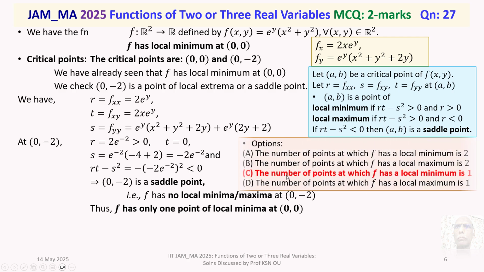Look at our options. Option C says the number of points at which f has a local minimum is 1. So that's the correct answer. The answer to this question is option C. That is the detailed discussion of the solution of this problem. Great, let's move to the next question.